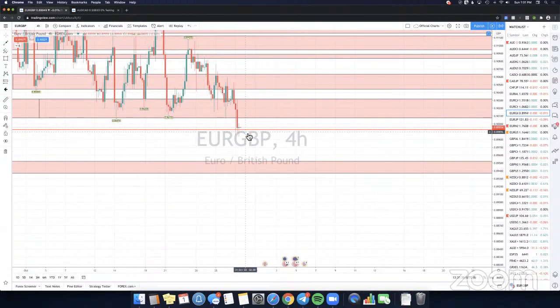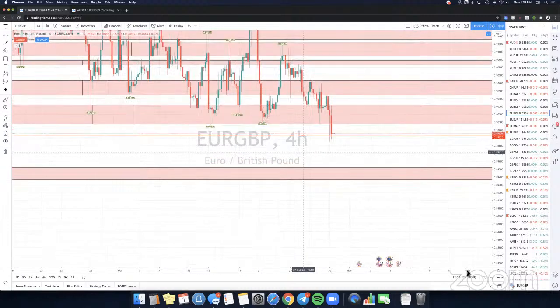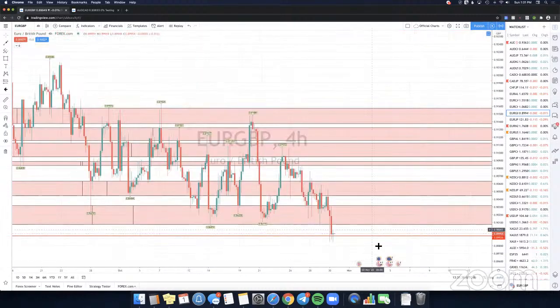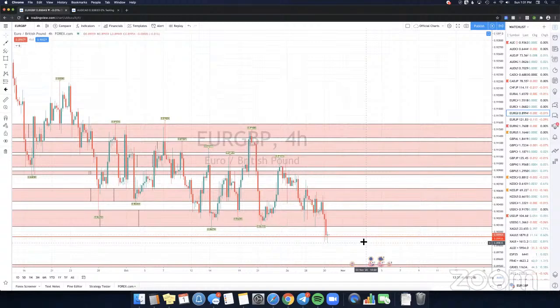However, I personally wouldn't even trade EG right now because of their current lockdown situation. But if you guys are looking at it, this upper zone right here is going to be 0.976. And this lower zone right here is going to be 0.89926. So those are the two closest zones right there. Something to look out for.